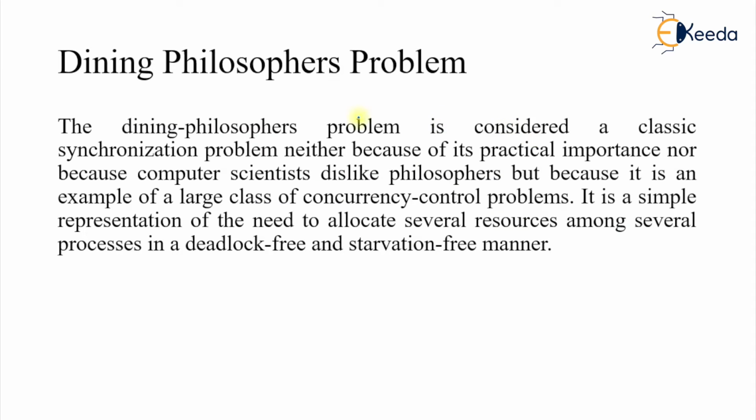Welcome, and we are talking about the Dining Philosopher Problem. It's a classic synchronization problem, neither because of its practical importance nor because computer scientists dislike philosophers. That is very funny. But because it is an example of a large class of concurrency control problems, where lots of processes are there and we are trying to make them synchronize. So that problem belongs there.